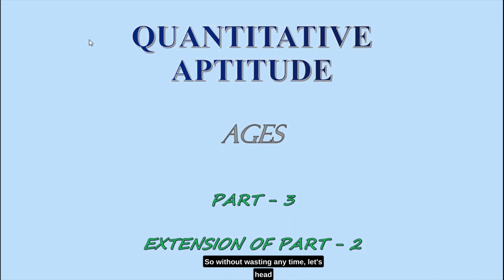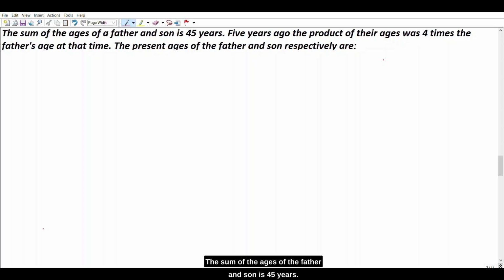So, without wasting any time, let's head into the part 3 video of ages. The sum of the ages of a father and son is 45 years. 5 years ago, the product of their ages was 4 times the father's age at that time. The present ages of the father and son respectively are.